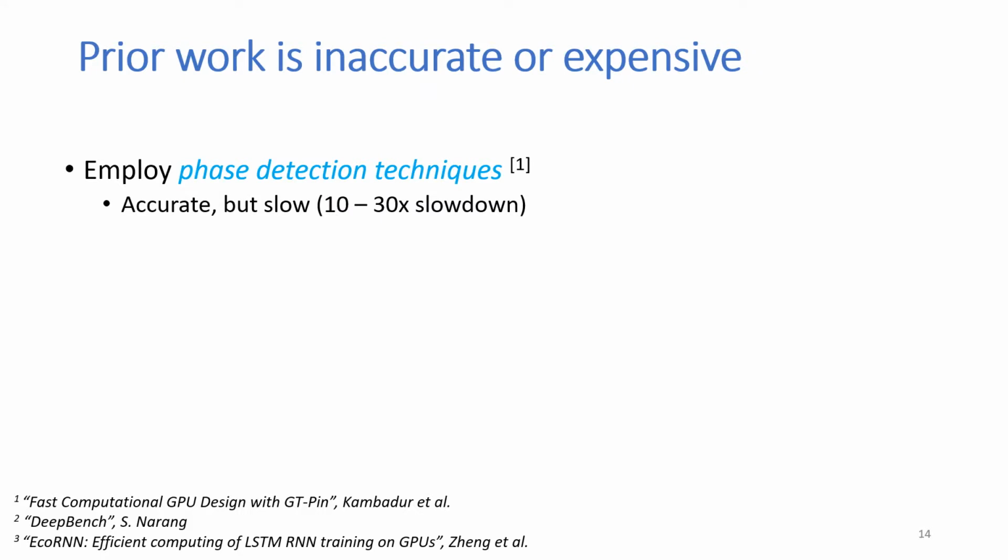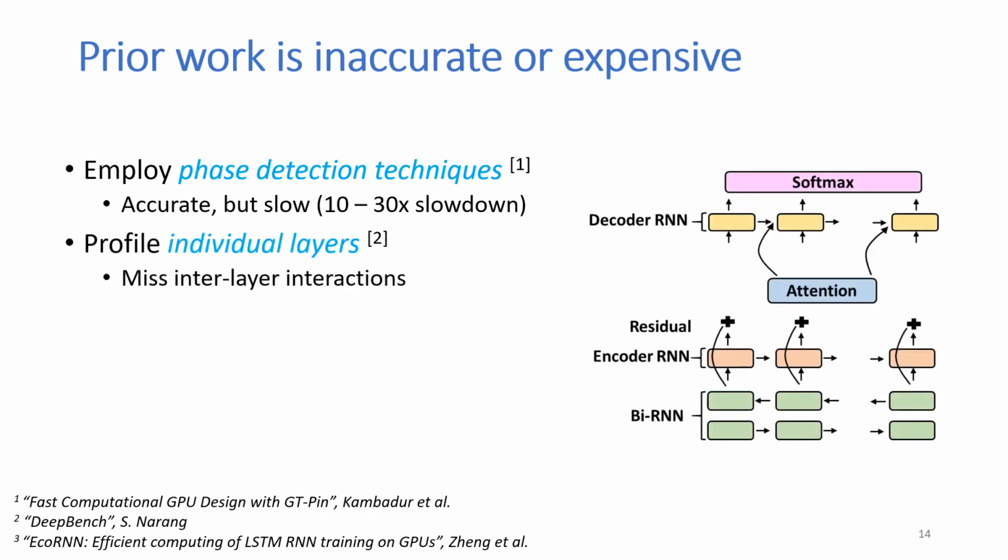Some of the prior work in this area tries to address this, but is usually expensive or inaccurate. There are several works on detailed phase detection, such as SeqPoint and GTPin, which are useful for hardware simulations, but involve expensive techniques such as functional simulations, which can have large overheads. Some other work has focused on profiling individual layers instead of end-to-end models.